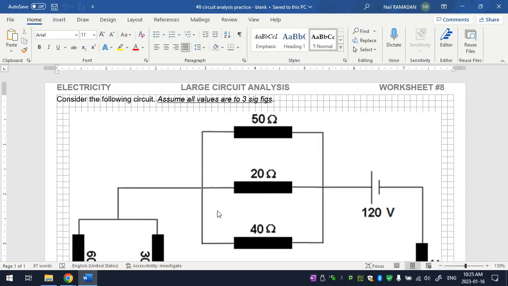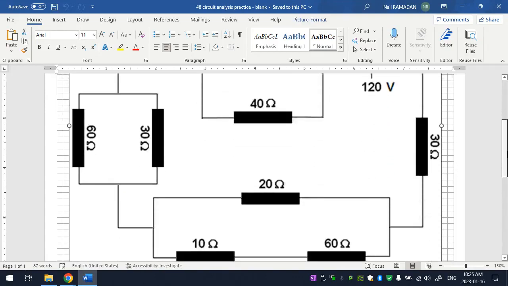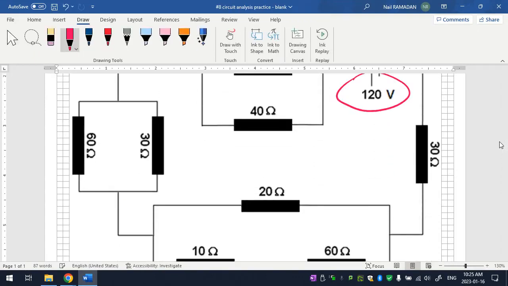Shh. Let's put everything we learned in this unit into one final example, calculating everything we need to know about a full circuit. Okay, what does the question say? Consider the following circuit. Assume all values are to what? 3 sig figs, input and output. Okay, let's look. So I have what? A bunch of resistors. Great. Do I know my battery though? Yes, I do.